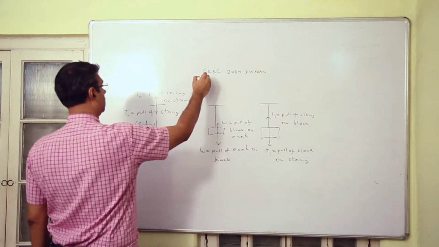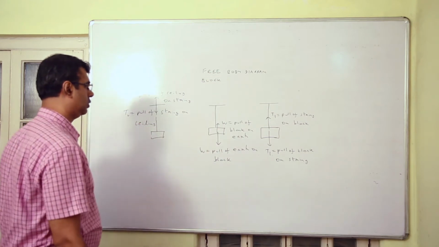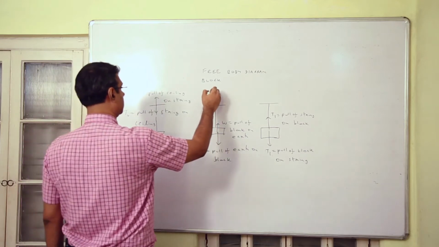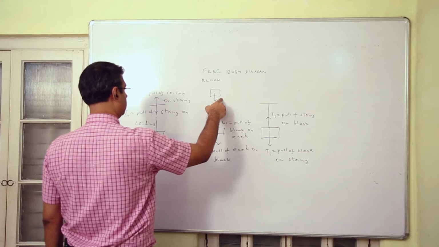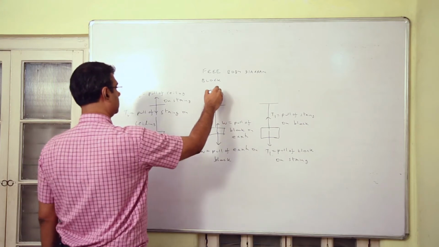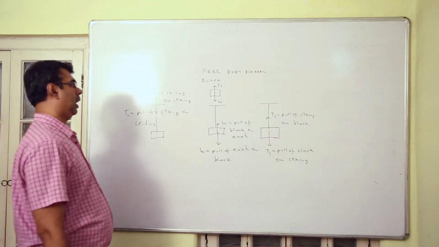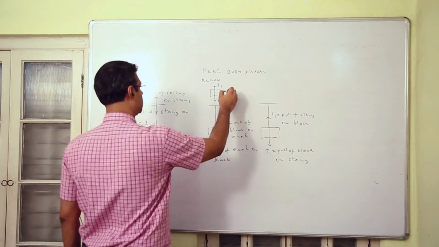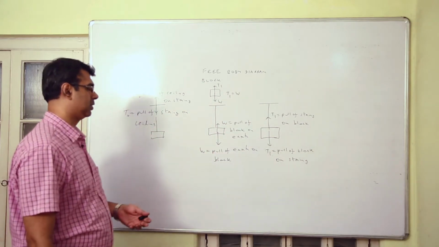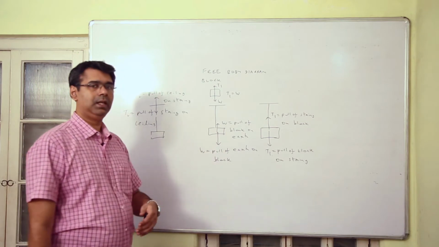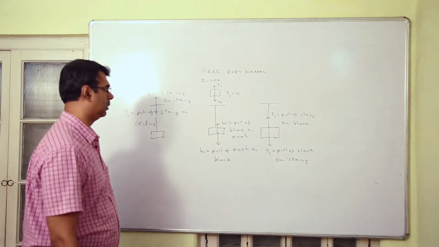So if you draw the free body diagram of the block, you can see that there are two forces: one is W, that is due to the earth, and the other is T1, that is due to the string. Are these two forces equal and opposite? Yes. How do we know that? Because the block is at rest. So the block is at rest means the resultant force on the block must be 0. That is why T1 is equal to W.